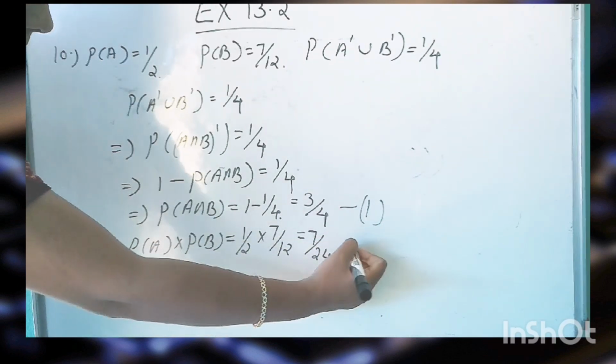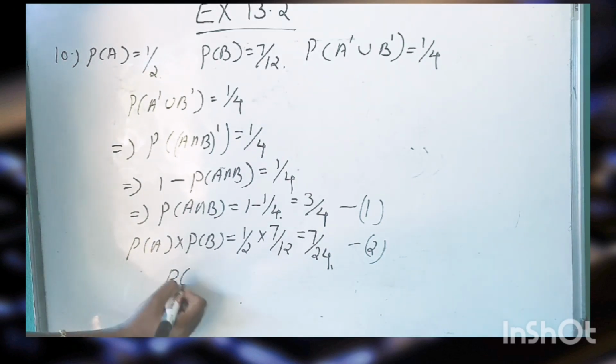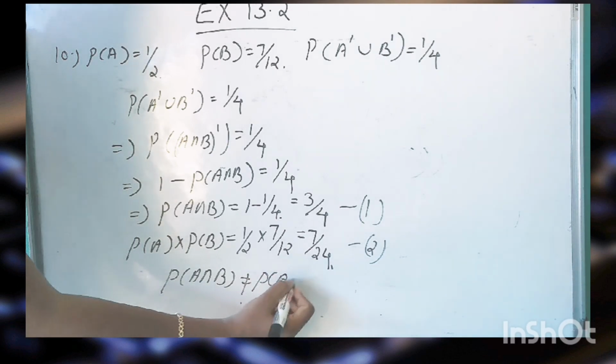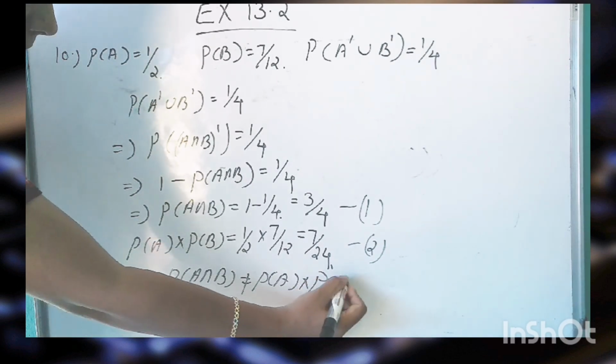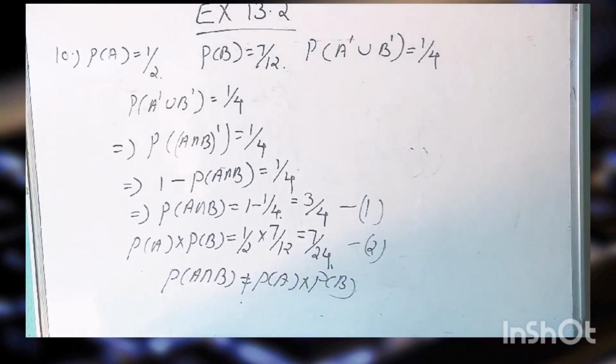If this is equation number 1 and this is equation number 2, it is clear that P of A intersection B is not equal to P of A into P of B. Therefore, these two events are not independent.